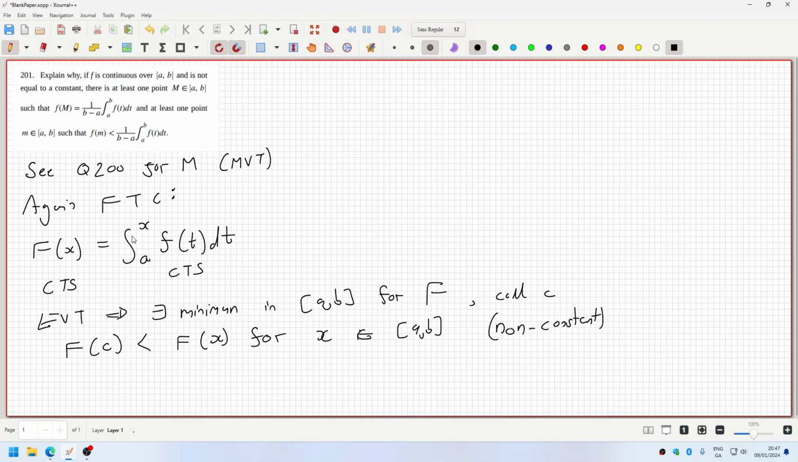So let's see. Oh, actually, we should call it M. But we want the lowercase f actually here. So I don't think it's the mean value theorem actually. I mean the extreme value theorem here. Okay, let's go back in time.